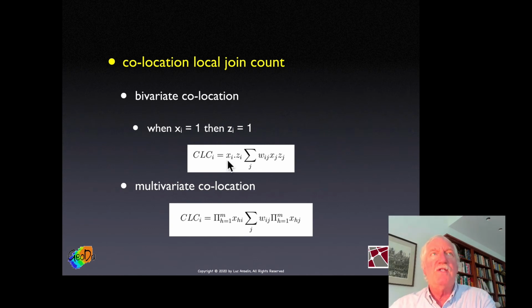If we have x and z equal 1, then this product will obviously be 1. And then we just count for the neighbors, again, binary weights, those instances where for the neighbors x and z are both 1 as well. That's a very simple extension of the local joint count. And then this can be extended to a multivariate setting very easily because it's just more products of values that should all be 1 together.